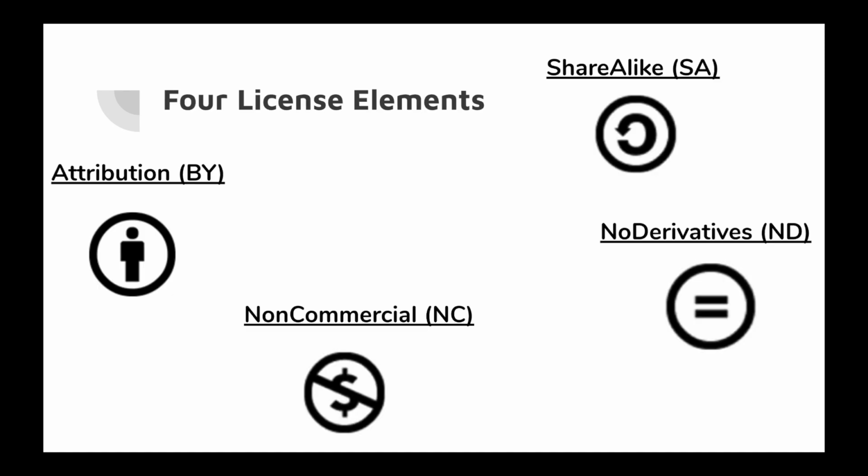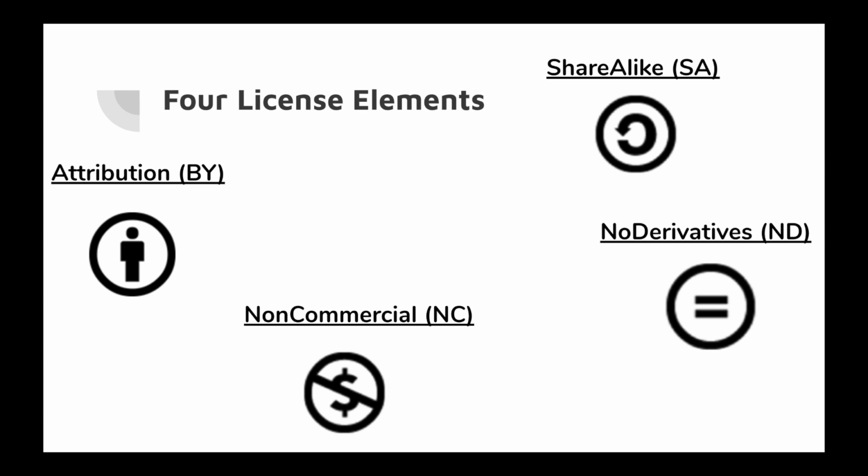Within the Creative Commons licensing, there are 4 license elements. These elements are combined in different ways to make up 6 Creative Commons licenses, which will be outlined further on in our presentation. The elements are attribution, non-commercial, share alike, and no derivatives. The attribution element gives licensees the right to copy, distribute, display, and perform the work as long as they give the creator credit for the work.